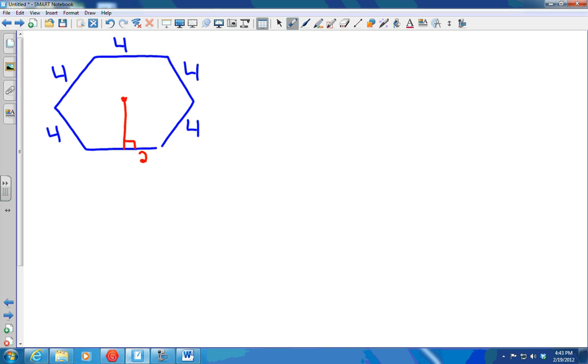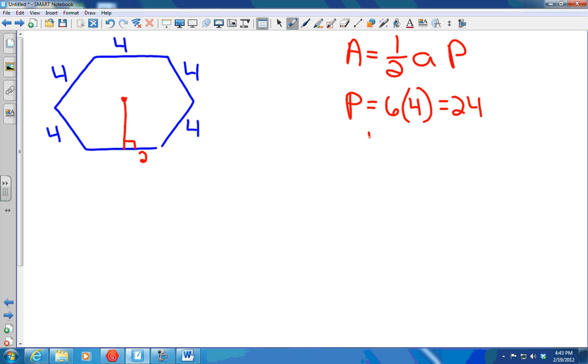Okay, so let's see. We got our formula for the area of a regular polygon is 1/2 apothem times perimeter. And we can already find the perimeter. We know the side length is 4. There's 6 sides on a hexagon, so 6 times 4 would give us the perimeter of this figure, and that's 24. So I have my perimeter is 24 units. Right, so far, so good. Now we just need the apothem, and we'll be set.